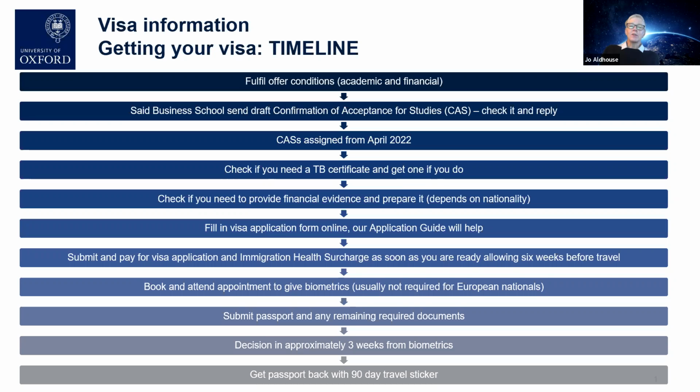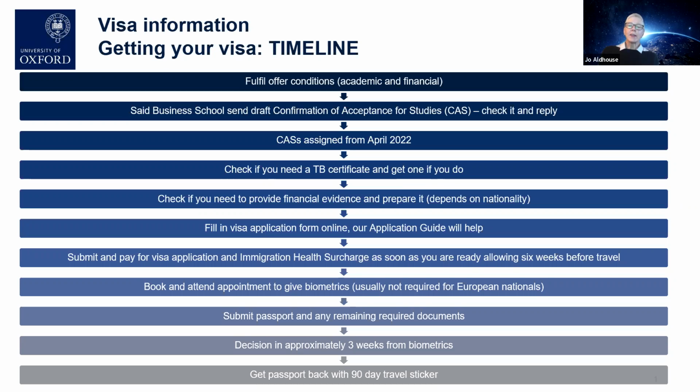So once you've checked the draft, your CAS can be assigned. And as I said, this is not going to be before about April 2022. I know you'll be anxious to apply for your visas as quickly as possible, but that's about the time of year that you can expect the CAS. And once your CAS is assigned, you need to use the reference number from your CAS to put into your visa application. So the CAS is a key you need for your visa application, really.